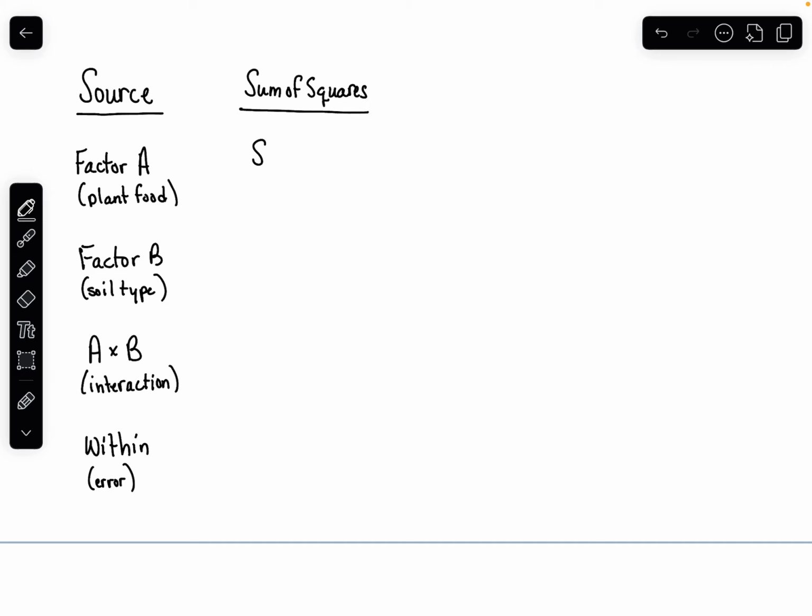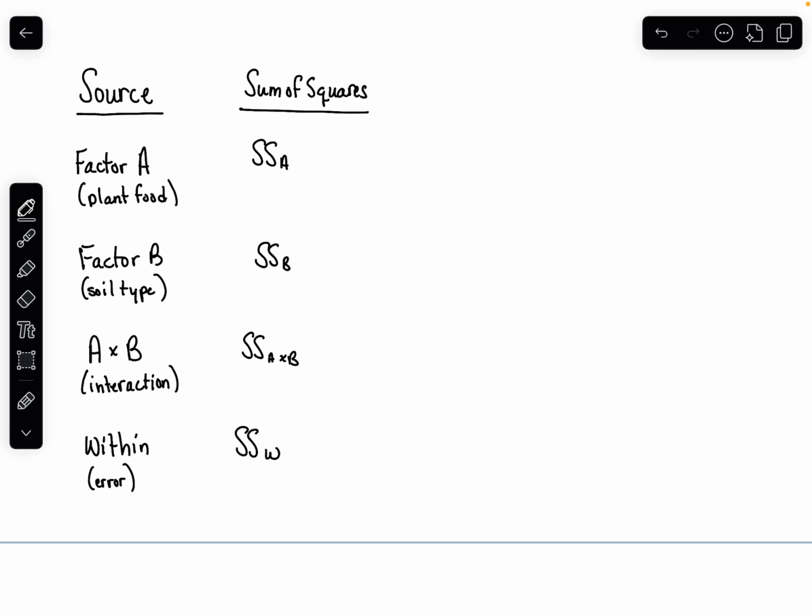We might refer to these as SS sub A, SS sub B, SS sub A cross B, and SS sub W. I am not going to give the formulas for these because, again, this is typically done with technology because of the extent of the calculations here.